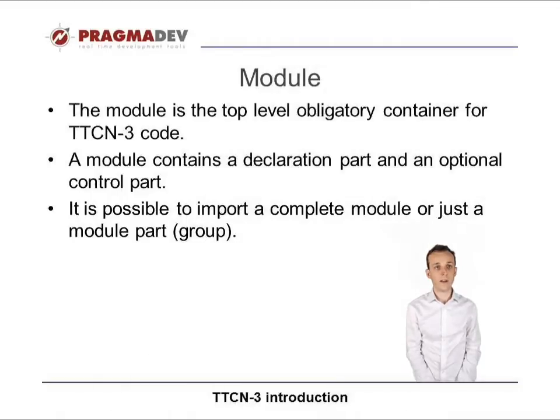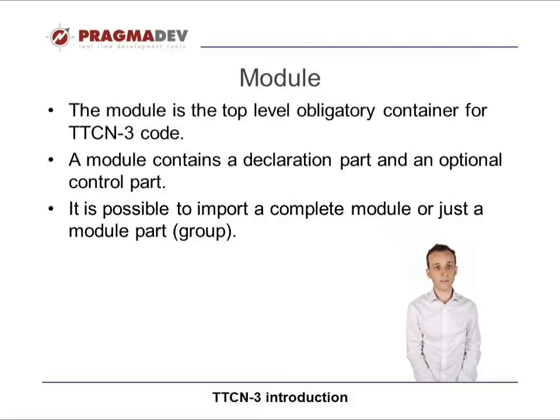I will now explain how TTCN-3 is structured. In TTCN-3, the module is a top-level container. All code must be written inside a module. The main goal of the module is to organize and structure the code. A module contains declarations and an optional control part.